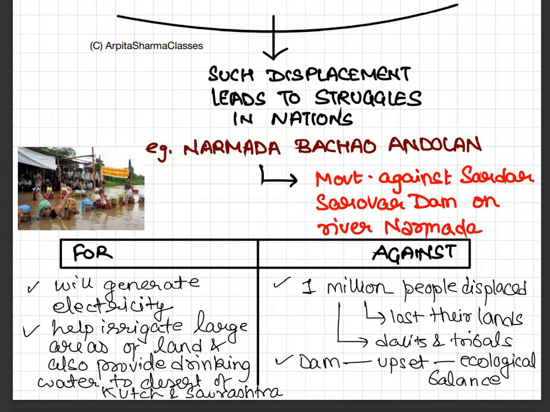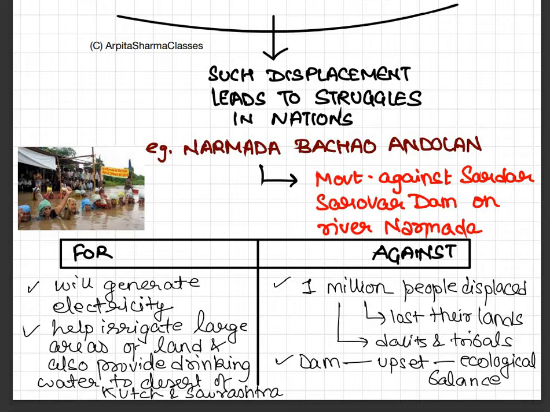And the construction of the dam is also disturbing the ecological balance. It is environmentally wrong. But the people who are in support of the Sardar Sarovar dam say that this dam will help in generating electricity. It will help in irrigating large areas of land. It will help in providing irrigation and drinking water to the Saurashtra and the Kutch desert areas. So there are two sides in this particular Andolan as well.